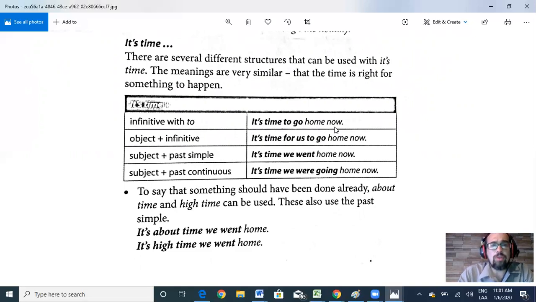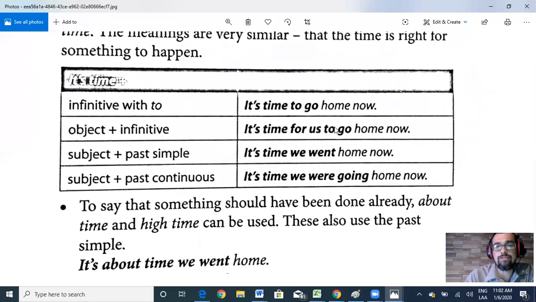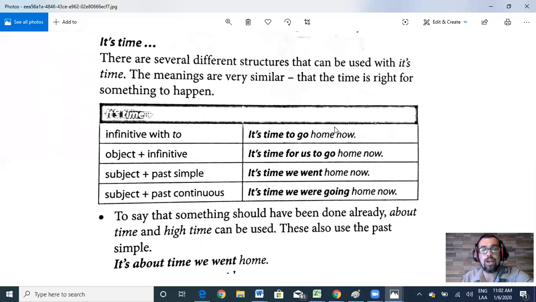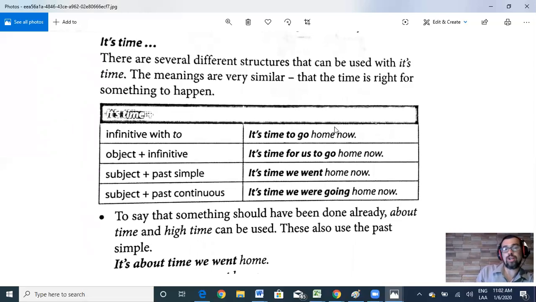Okay, so we use it's time plus infinitive with to. It's time to go home now. It's time plus object plus infinitive. It's time for us to go home now. So it's time plus subject plus past simple. It's time we went home now. Or it's time plus subject plus past continuous. It's time we were going home now. So these are different ways to use the expression it's time.